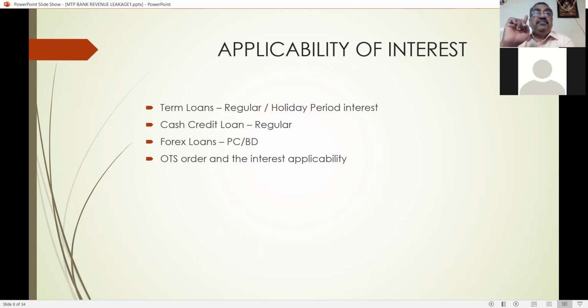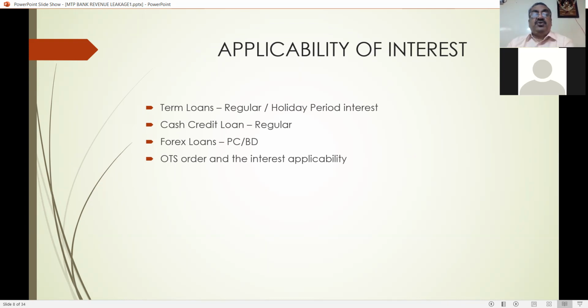But here, I want to say a very important thing. If the branch has sanctioned the loan, then the branch has no power to issue the OTS, the one-time settlement order. It has to be issued by the next higher authority. If the loan is sanctioned by the regional office, it has to be issued by the zonal office. If the loan is sanctioned by the zonal office, it has to be issued by the head office. In this manner, the one-time settlement order is used.